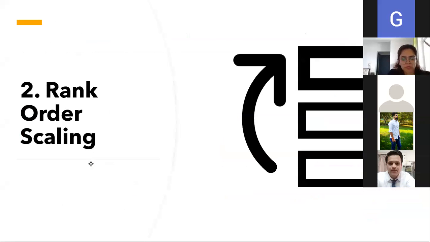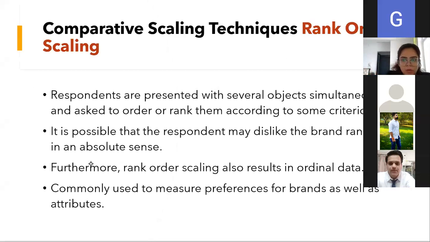Okay, coming to rank order scaling, how is it different from paired comparison? In rank order scaling, if you have 10 brands, you will show all 10 brands and you will ask, rank the one that is your most preferred brand as rank one, and then the second one, third one, whatever you feel is important, rank the other brands. So what you are doing is you are not giving two brands, you are showing all 10 brands. So that is rank order scaling. Respondents are presented with several objects simultaneously and asked to order or rank them according to some criteria.